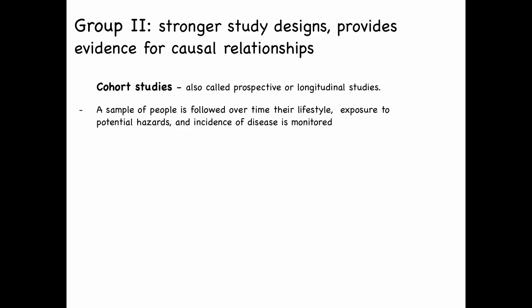Moving into our second group of studies, they are much stronger in terms of study design, and therefore we can draw some inferences for causality. So the first type is called a cohort study, also called a prospective or a longitudinal study, depending on who you're talking to. This is where you take a group of people and follow them over their entire life or for a certain amount of time. You take multiple measurements over that time. So the difference between the cross-sectional and longitudinal is that in the cross-sectional, the population is measured once, and in the longitudinal, that population would be measured multiple times.